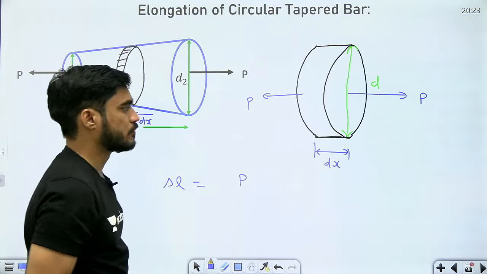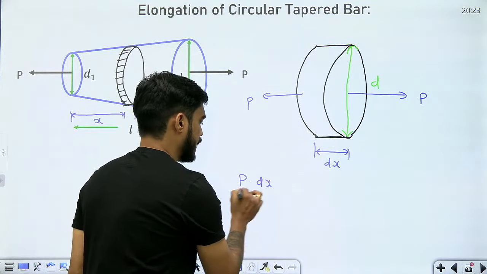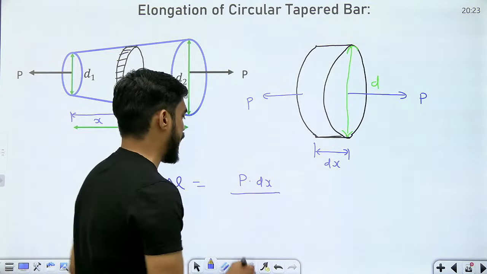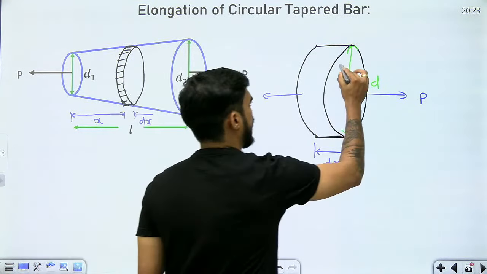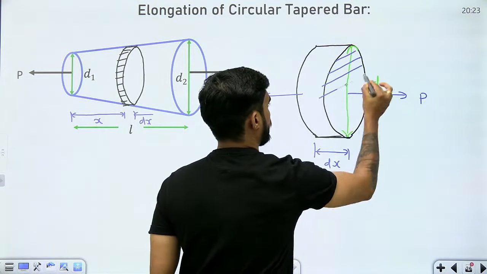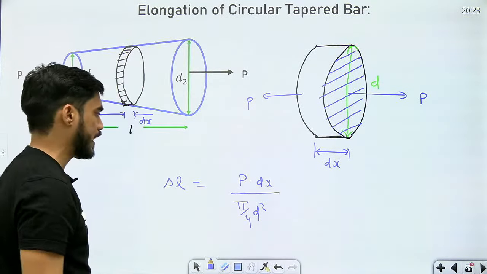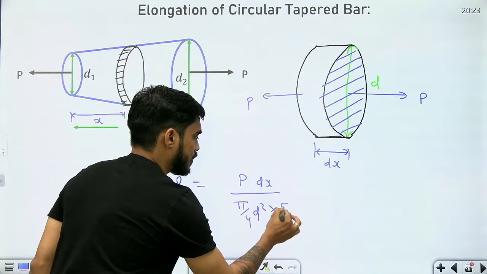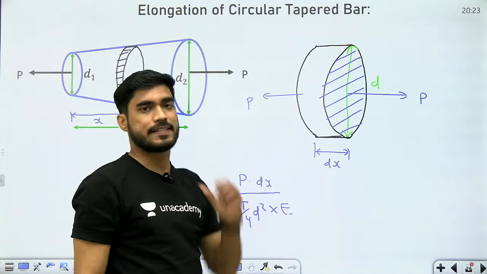So beta, can I write the equation of change in length for this element as this? P into, what is the length? Length is dx. What will be the area? Area will be pi by 4 d square, right? This will be the area, na? Pi by 4 d square multiplied by E. So what is this? Change in length of this very small piece.